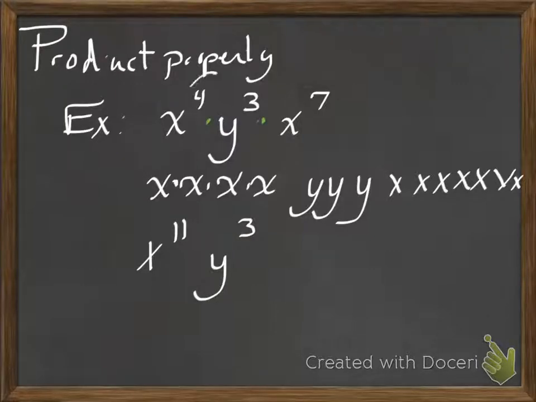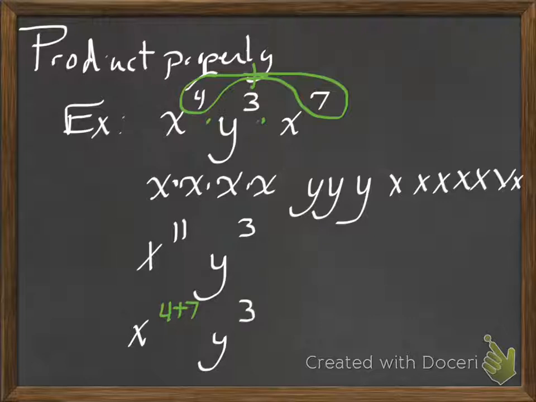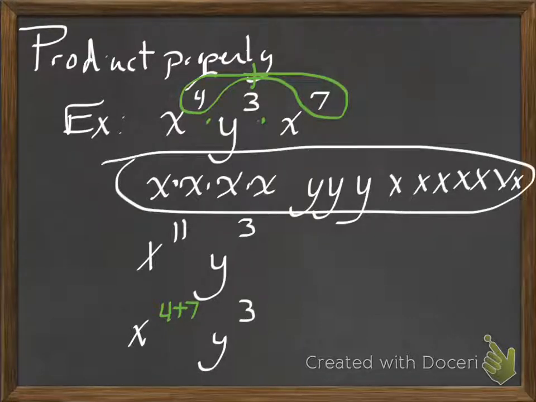So we would add those two exponents together. So the shortcut would have been x to the 4 plus 7. And y didn't have anybody like it, so that's how you could have shortcutted it versus doing this whole process. So when you're multiplying the bases, you can add the exponents if the bases are alike.